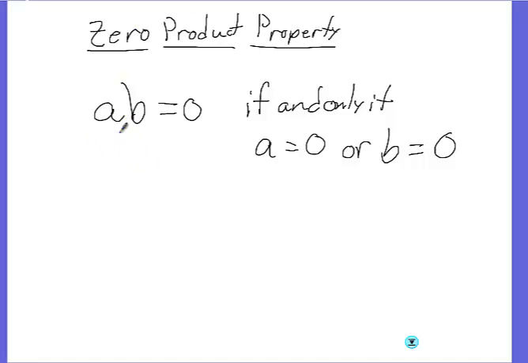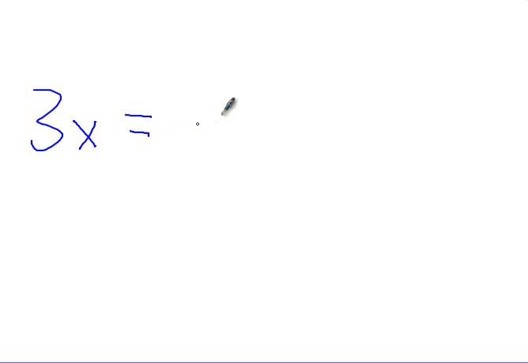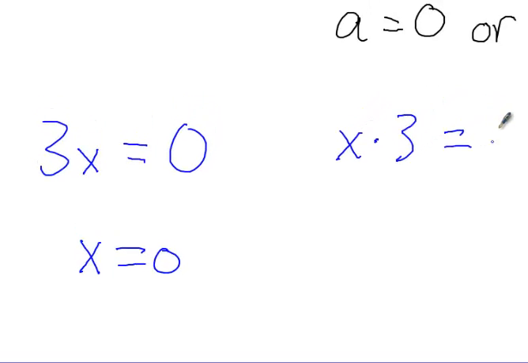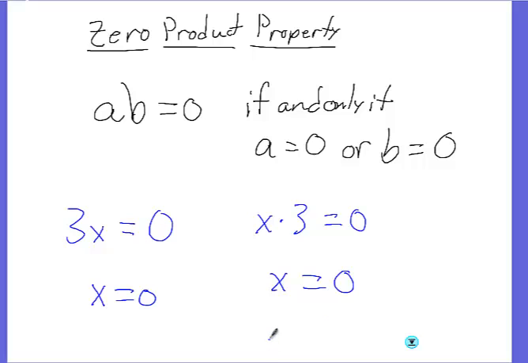So the zero product property says that if I take A and B, multiply them together, it equals 0 if and only if A is equal to 0 or B is equal to 0. Okay, so let's look at an example. Say I have 3x equals 0. Well, if you multiply 3 by x and it equals 0, that means that x has to be 0. Likewise, if you do x times 3 is equal to 0, you also know x has to be 0. Basically, the zero product property says that if you take two things and multiply them, and it's set equal to 0, one of those things has to be 0.